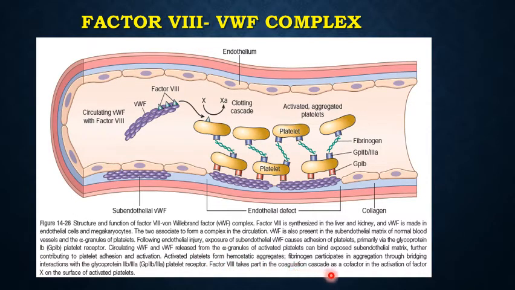Factor 8 takes part in the coagulation cascade as a cofactor in the activation of factor 10 on the surface of the activated platelet. On the surface of the activated platelet, activated factor 8 leads to the activation of factor 10 to 10A, as I told you, which starts the clotting cascade and leads to the formation of fibrin from fibrinogen. The fibrinogen combines with the receptor on the platelet, which causes more aggregation in order to plug the injured endothelial cells. This is the factor 8 and von Willebrand factor complex mechanism.